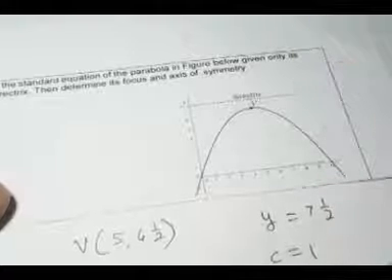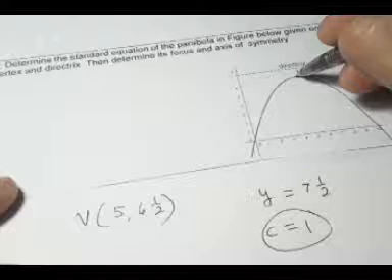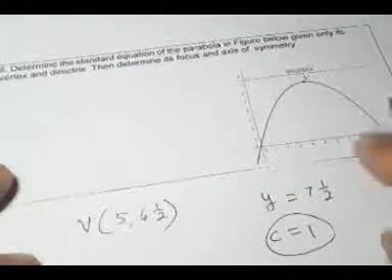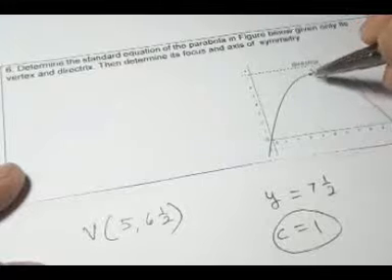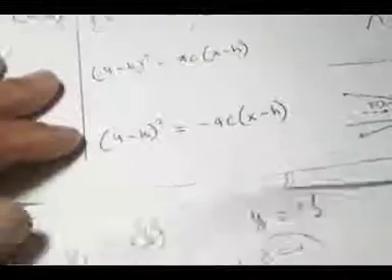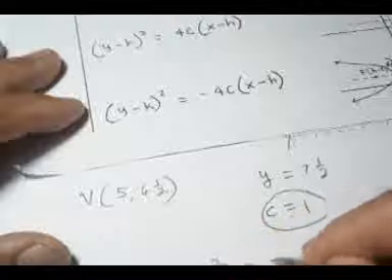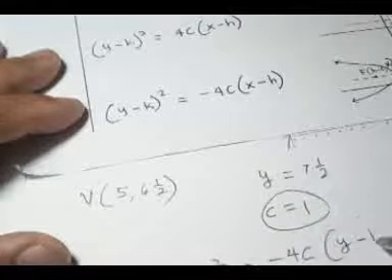C is equal to 1. So, from the vertex to the directrix, it is 1. It is equal to C. And the same is true from the vertex to the focus, it is 1 also. So take note that this parabola opens downward, and our equation is this one. The squared term is x, so (x minus h) squared equals negative 4c times (y minus k).